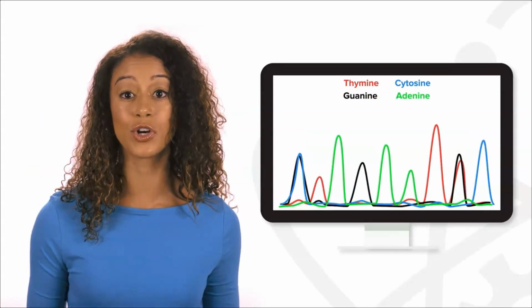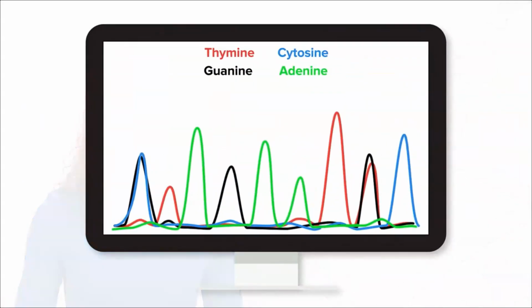Sometimes it's difficult to interpret a nucleotide peak, as there are places where the peaks may overlap. This is particularly common at the beginning and end of a sequence. These ambiguous places are often labeled with an N rather than one of the 4 nucleotides.